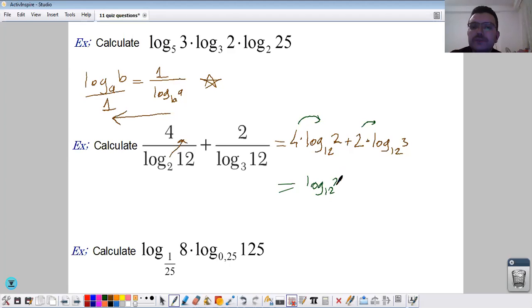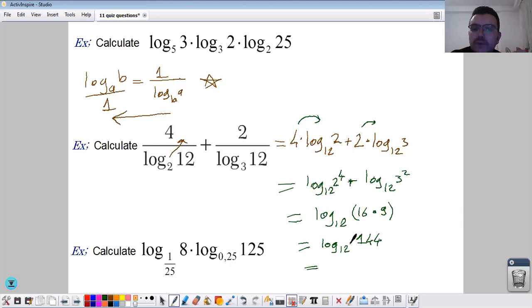Log base 12 of 2 to the power of 4 is going to be, and log base 12 of 3 to the power of 2. So then we can combine these two logarithms and make them 1. Log base 12 of. If you are adding the same base logarithms, you can combine them with times. 2 to the power of 4 makes 16, and 3 squared makes 9. If I remember well, the product of these two numbers makes 144. Log base 12 of 144.